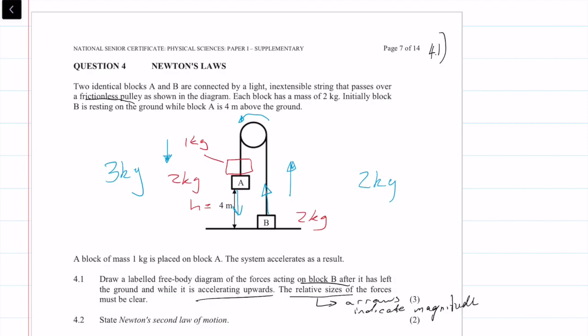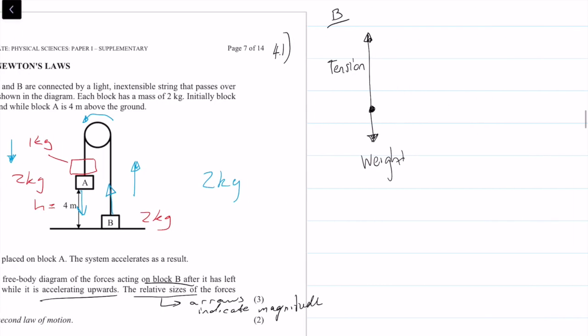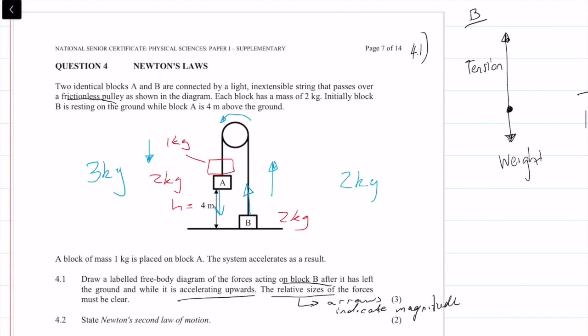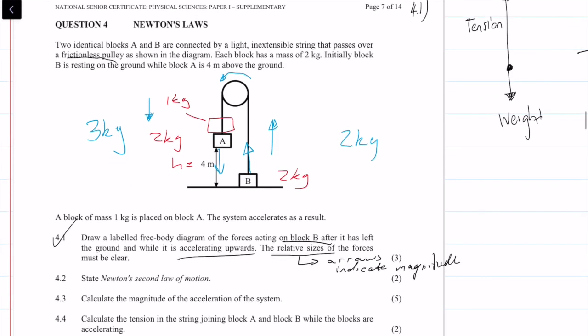Okay, so we're going to look at block B, and they want a free body diagram. So block B, just after it's left the ground, there's weight acting. And we also know that there is a tensile force which is greater than weight. So I'm actually going to draw it a bit longer. There we go, and we can say that is tension. If we want to make it really clear, we can put on the side that tension is greater than weight. That's the case because we know the block is moving upwards, and we get 3 marks for that.